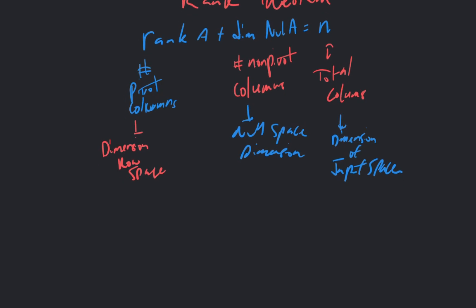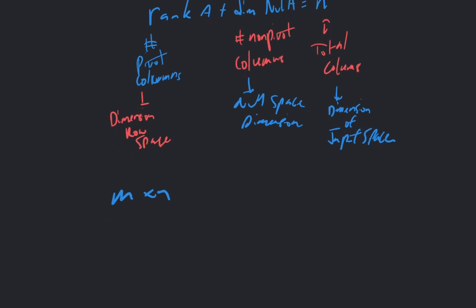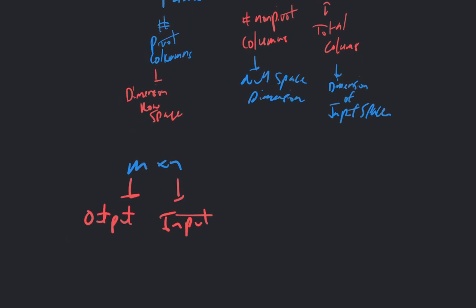What this means is if we have a matrix M by N, the N here is the input space, and the M is the output space. This means that it takes these N vectors as input, and these M vectors are output.